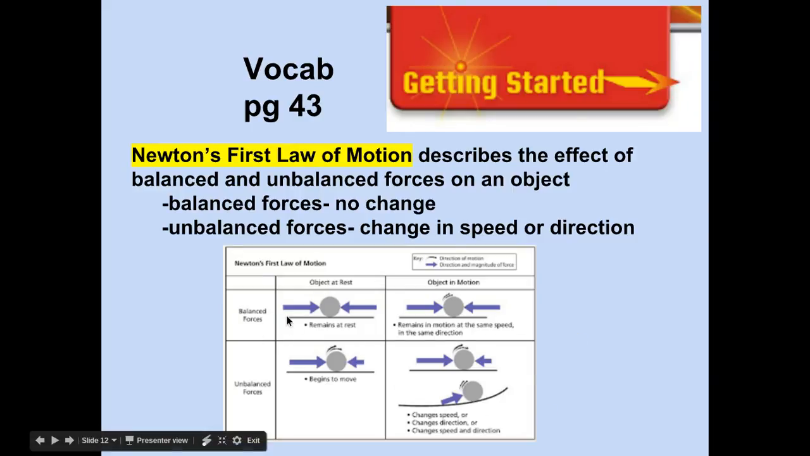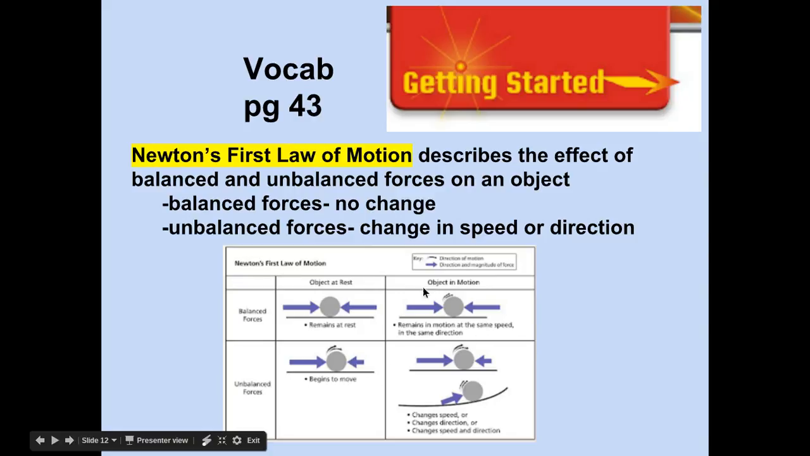This is shown here, balanced forces. These force arrows are equal. They're both the same. That means this remains at rest. Right here, in the unbalanced force, a larger force is coming from the left. That's going to cause the ball to move.